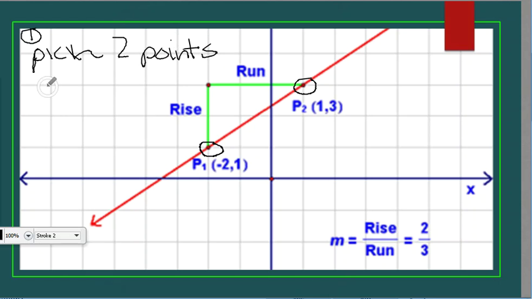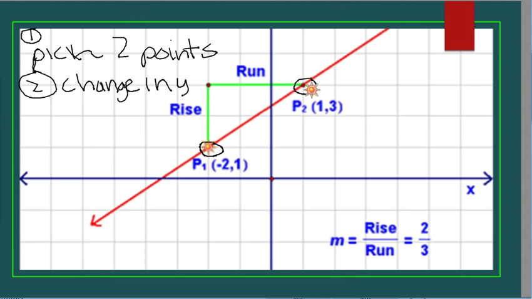Okay, and then our second step is we are going to count the change in y. So how did we have to move from here to here? So this is our y-axis right here. So how many did we have to move up or down to get from this point to this point? So for our second step, we are going to count our change in y.